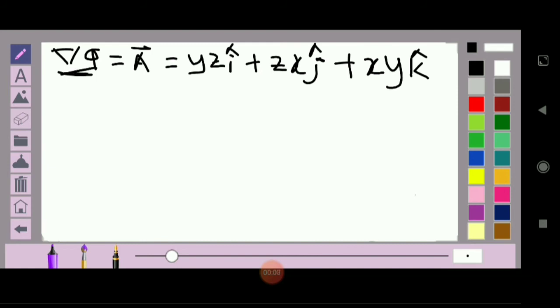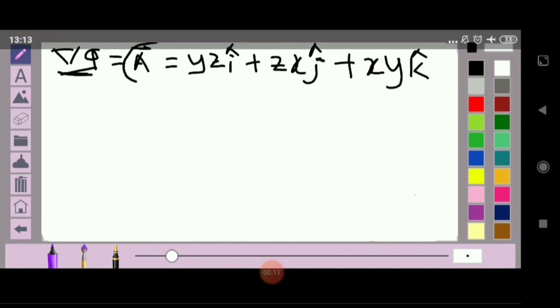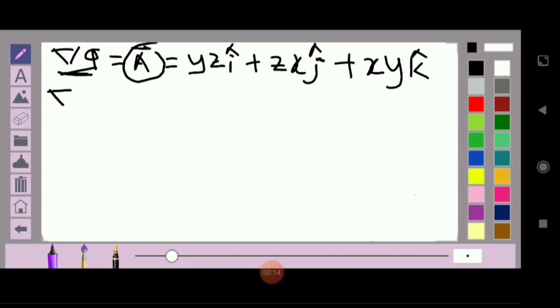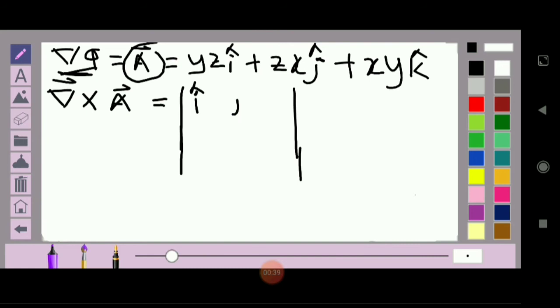We have named this one as a vector, and now we will perform curl of grad phi. Grad phi is here A, so that's why we are writing curl of A. And how do we perform this? By taking the determinant only. By writing it in determinant form, we can perform the curl easily. So in the first row, the unit vectors will be there: i hat, j hat, and then k hat.